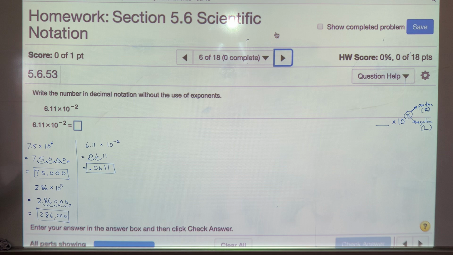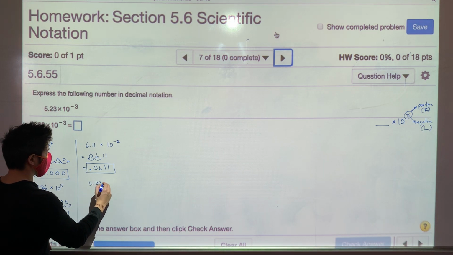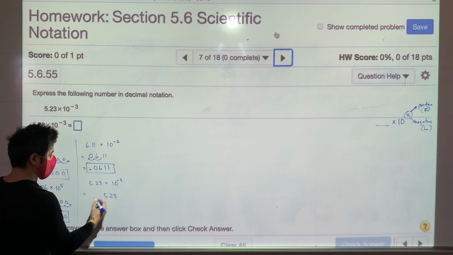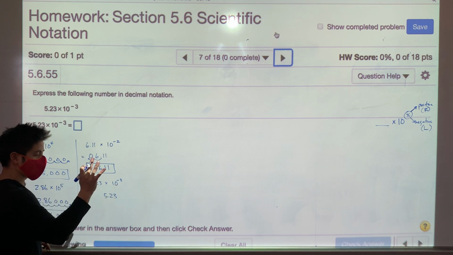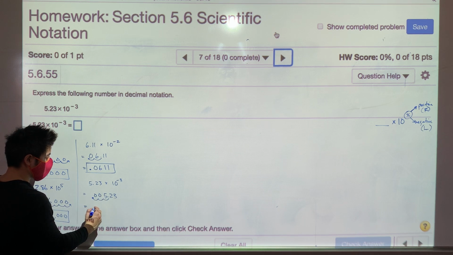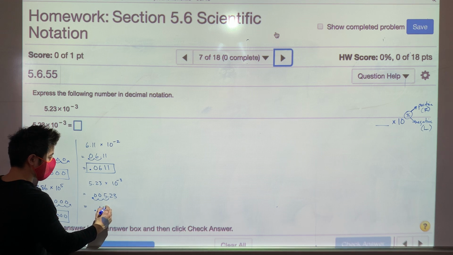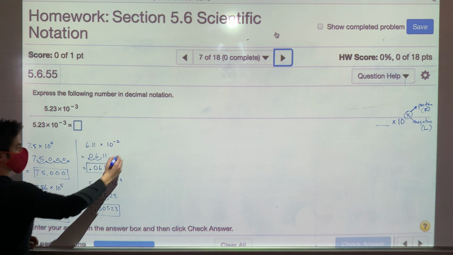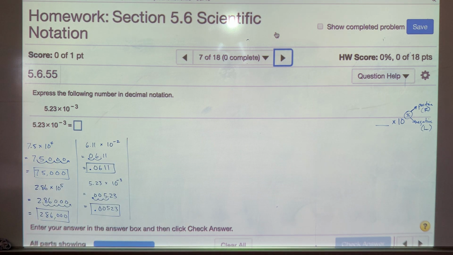Any questions about number 6? Anything I can help you with there? We good? All right, let's take a look at the next one. 5.23 times 10 to the negative 3. All right, let's write the 5.23. I've got a 3, so I'm going to go 3 places, negative to the left. 1, 2, 3, and fill in any open spaces with zeros, and so my answer is 0.00523. Any questions about that at all?